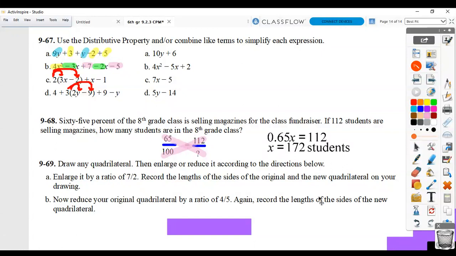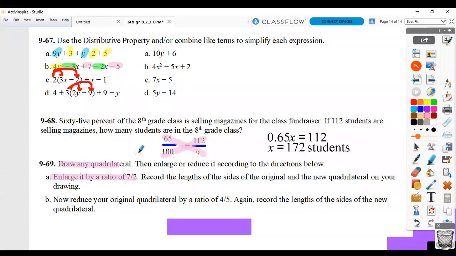For 969, you're going to draw any quadrilateral. You are going to have to label the dimensions, so you may want to do it on graph paper. And then you're going to enlarge or reduce it according to these directions. So first, you're going to enlarge it by a ratio of 7 halves. So they want you to write down the lengths of the original, and then when you multiply the length and the width by 7 halves, or 3.5, what are the dimensions of the new quadrilateral?